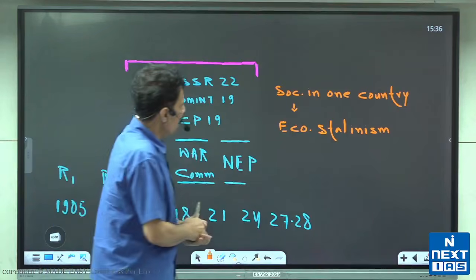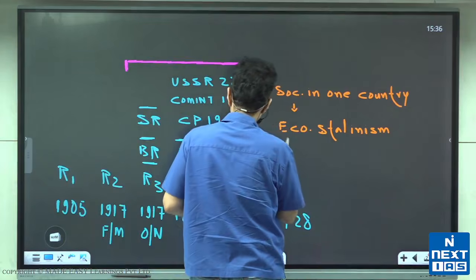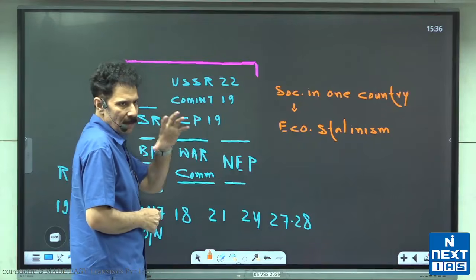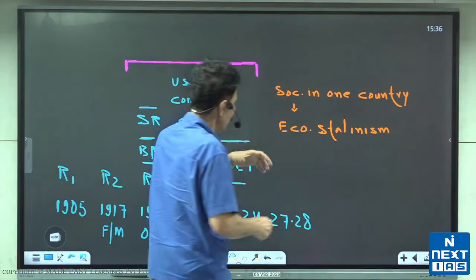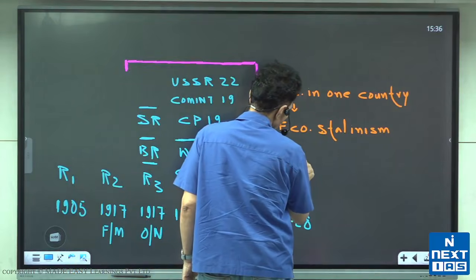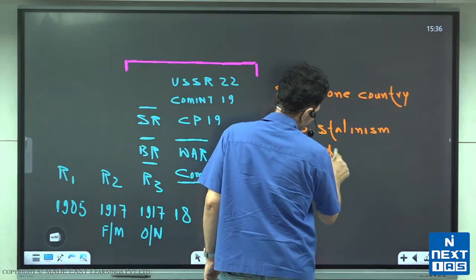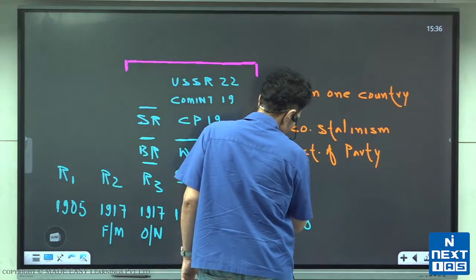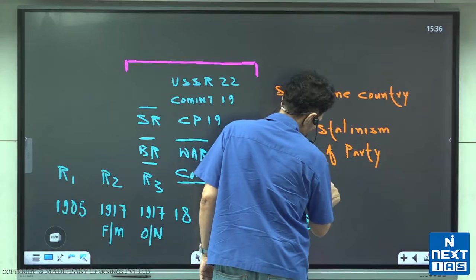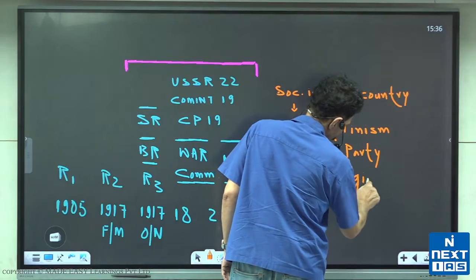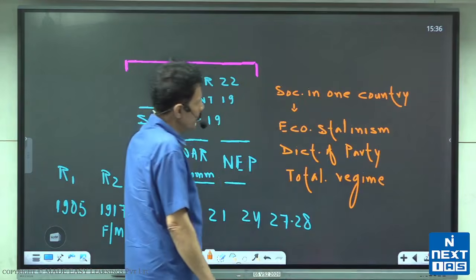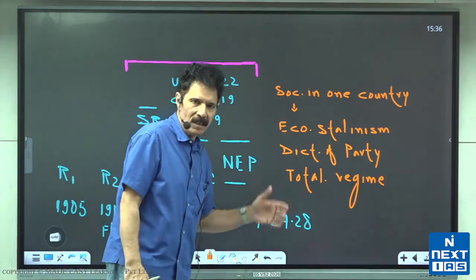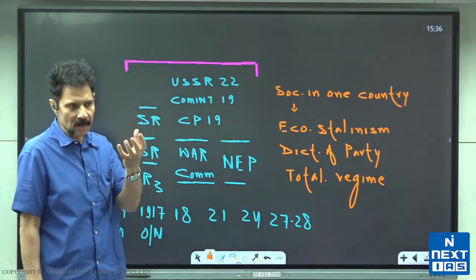And he made the Bolshevik party, which had become the Communist party, supreme, to establish dictatorship of the party. And he created a totalitarian regime. This means USSR under Stalin became a totalitarian and dictatorial regime.